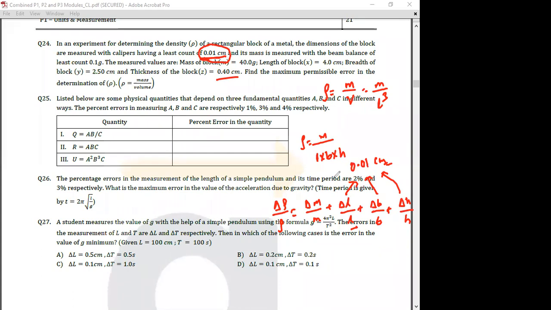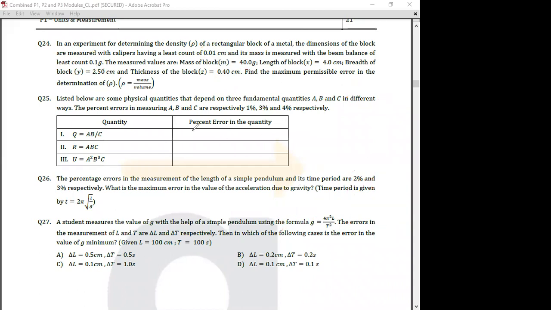Okay. And delta m by m, you know, delta m is given. What is delta m? Tell me. 0.1 grams, right? So mass is also in grams, 40 grams. So you just put it and get it. Got it, Suhan? Got this?